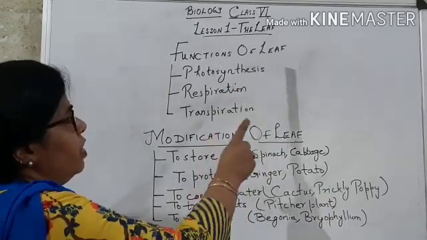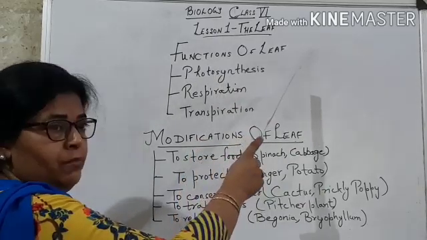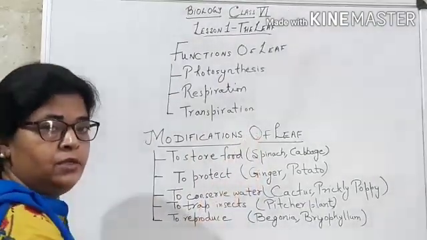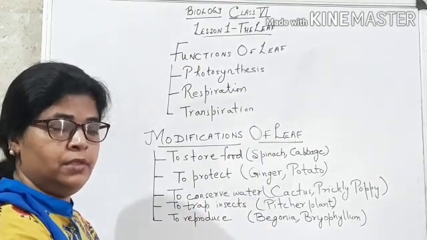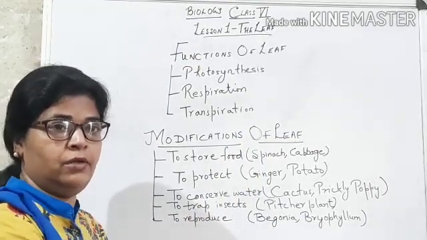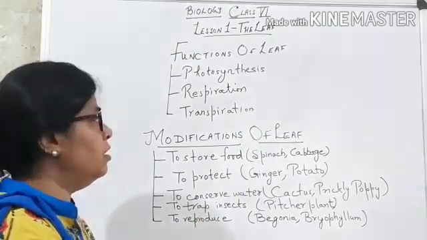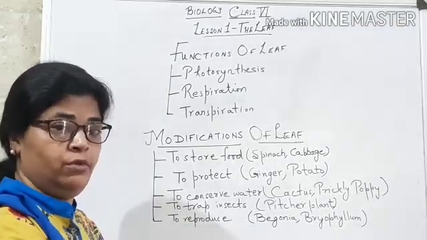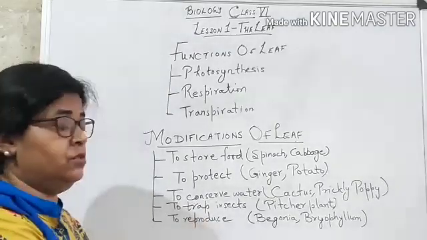The main functions of leaf are three. Photosynthesis, that is to make food by the leaf in the presence of sunlight using carbon dioxide and water. That happens in the green parts of the plant, that is leaf and young stems, because they have chlorophyll, a green pigment. Roots cannot do photosynthesis as they do not have chlorophyll, plus sunlight doesn't reach them.